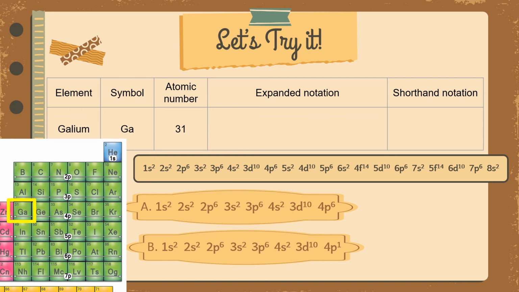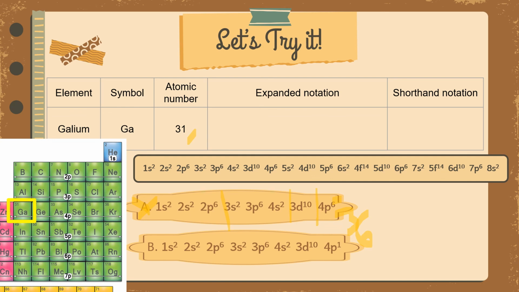Gallium has 31 electrons. So we will count: 2 plus 2 plus 6, 10. 2 plus 6, 8, plus 2, 10. So we have 20. Then another 10, we have 30. Then 4p6, so we have 6 here, for a total of 36. But gallium only has 31. So letter A is incorrect.